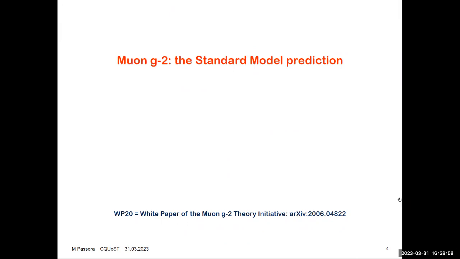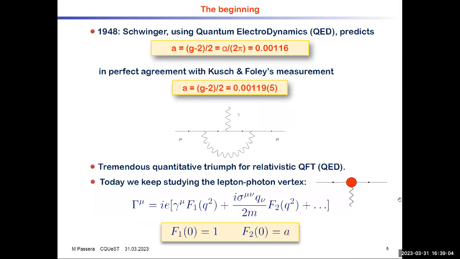So first of all, a few definitions in order to be all on the same page. Here it is, a very, very short history of the topic. What is A? What is the anomaly? The anomaly is the g factor that you see here, (g minus 2) divided by 2.